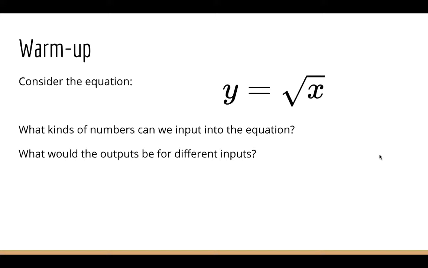So here's a warm-up question. It kind of goes from the circle that we did on day one. But if we consider the equation y equals the square root of x, notice it's not plus minus, it's just the positive square root of x. What kind of numbers can we input into the equation, and what would the outputs be?